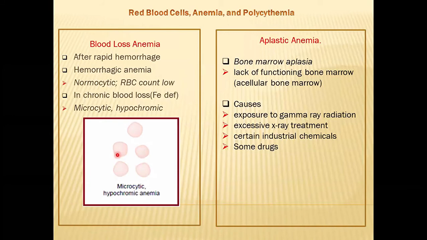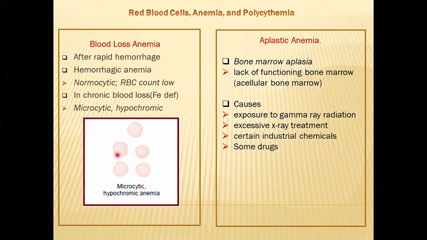So, blood loss anemia. After a rapid hemorrhage, you can go into massive blood loss. Then it's normocytic. Your RBC count decreases or drops, low RBC count. While in chronic blood loss, you will have a microcytic, hypochromic type, as in the case of iron deficiency anemia.